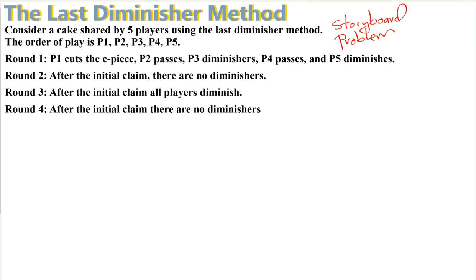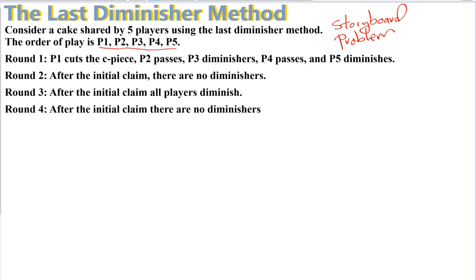Consider a cake shared by 5 players using the last diminisher method. The order of play is player 1, player 2, player 3, player 4, and player 5. And we know that this order is maintained throughout each and every round. And then they give us a description of what happens in each round.